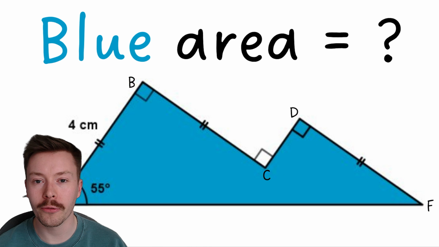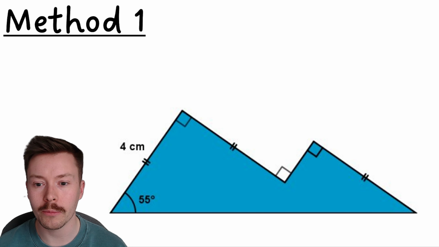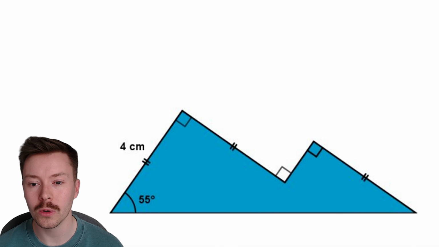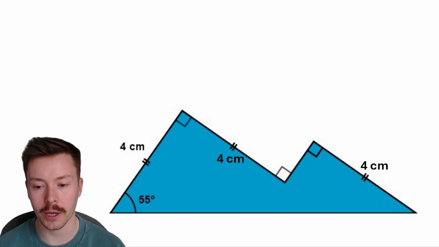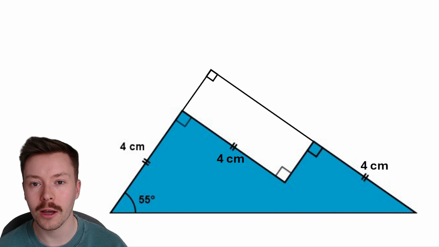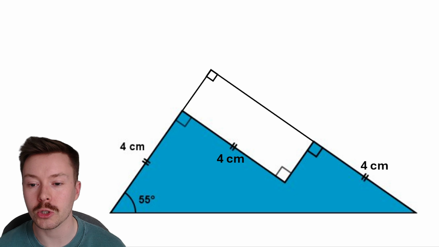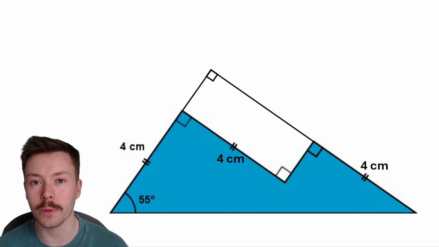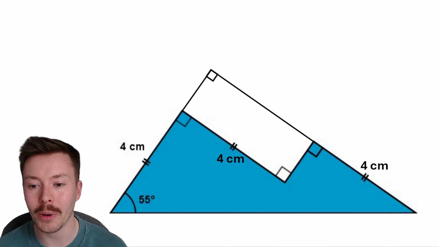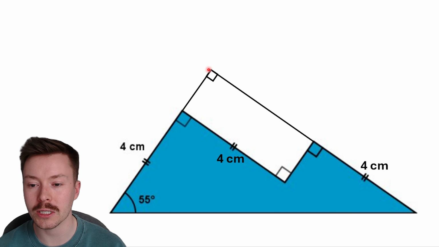Okay, so the first method I'm going to use, I'm going to basically turn this into a triangle. I'm going to label the 4 centimeters on there, and I'm going to extend the sides, the left and the right hand side, to make a triangle. Now we know there's got to be a right angle at that apex, because we've got a right angle here, and we're just extending this line and extending this line.